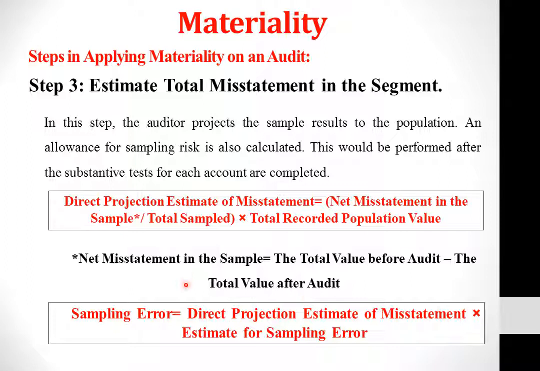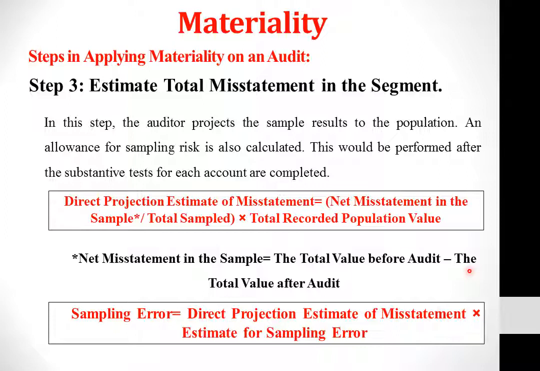والtotal value after audit could be overstatement meaning total value before audit minus number, okay, or understatement. We take care that we have overstatement and understatement. عندنا الأخطاء ممكن تكون total value after audit بتكون total value before audit، بنطرح منها overstatement أو بنجمع عليها understatement. يبقى total value after audit meaning total value before audit minus overstatement or plus understatement.